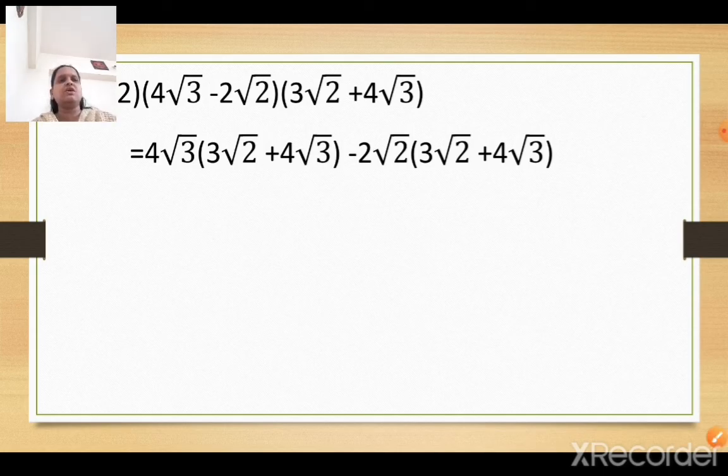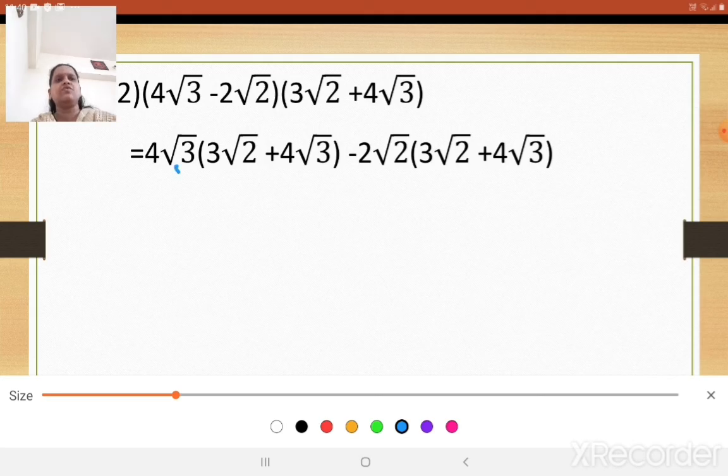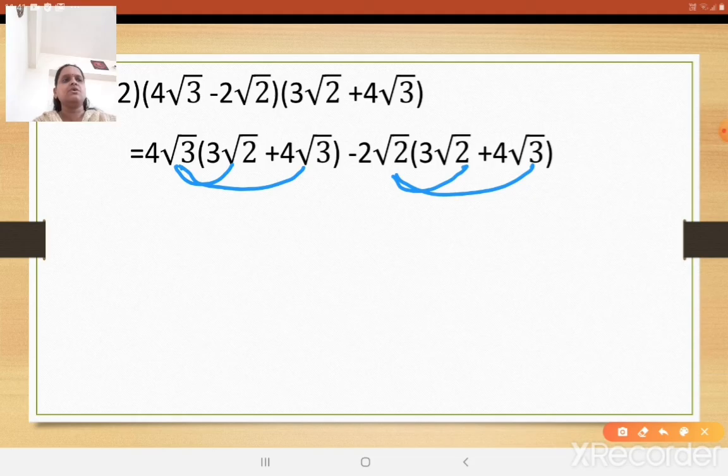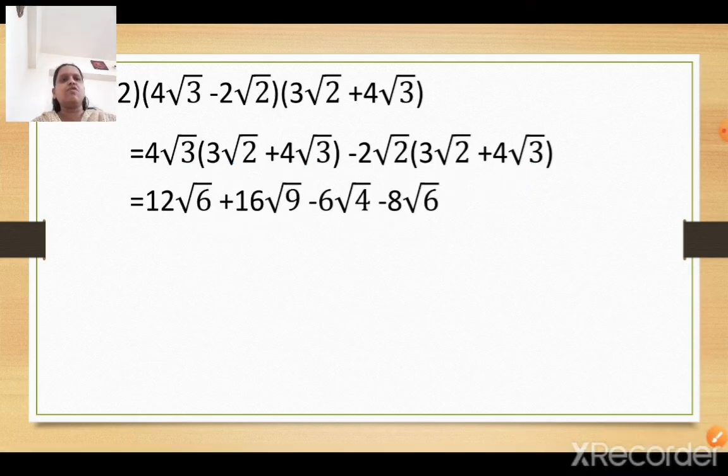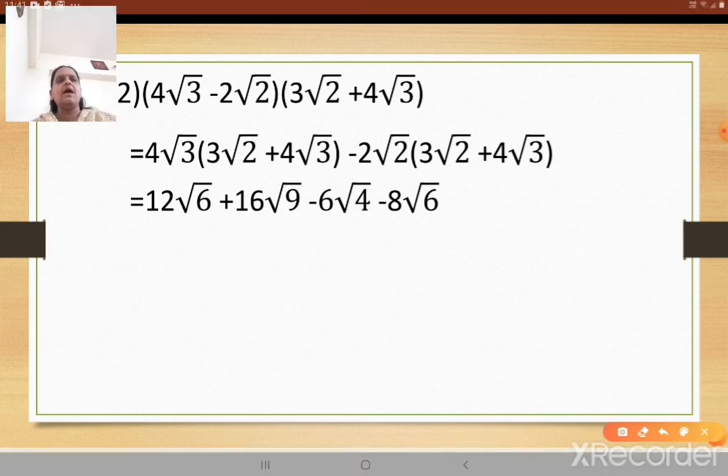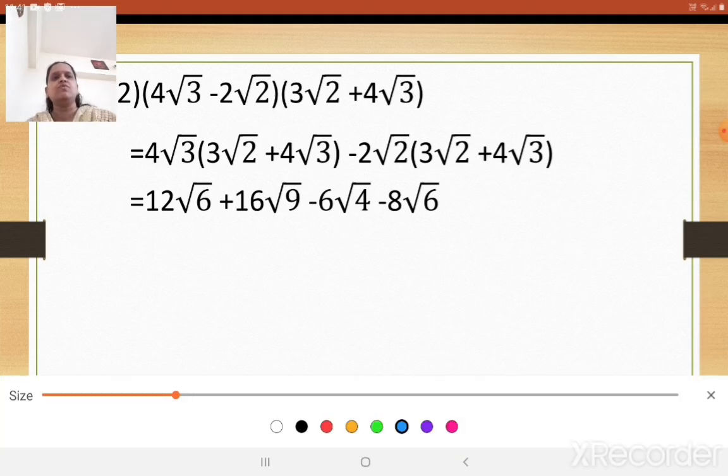So what will be the next step? Yes, the 4 root 3 multiplied to the first bracket: 4 root 3 multiplied by 3 root 2, then 4 root 3 multiplied by 4 root 3. Then minus 2 root 2 multiplied by 3 root 2 with the minus sign, and again minus 2 root 2 multiplied by 4 root 3. So according to that, what will be your next step? Yes, 4 root 3 multiplied by 3 root 2: 4 threes are 12, and root 3 into root 2 we can multiply. Root 3 multiplied by root 2 is root 6.